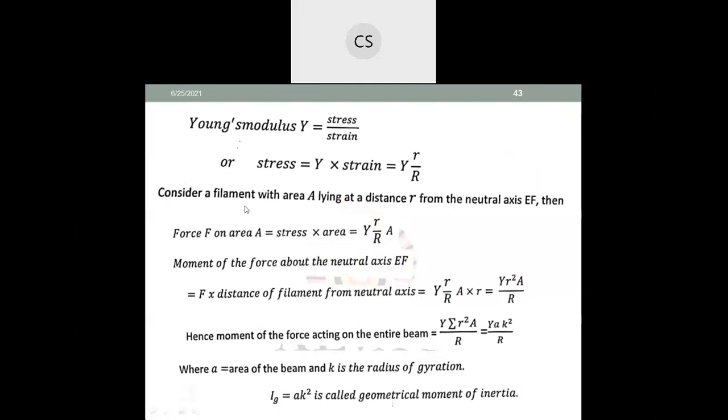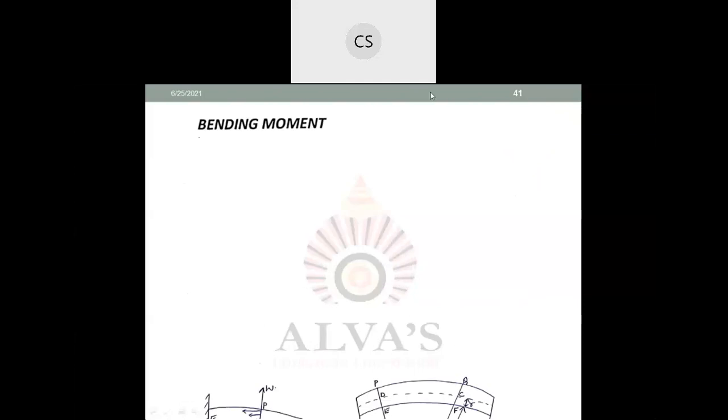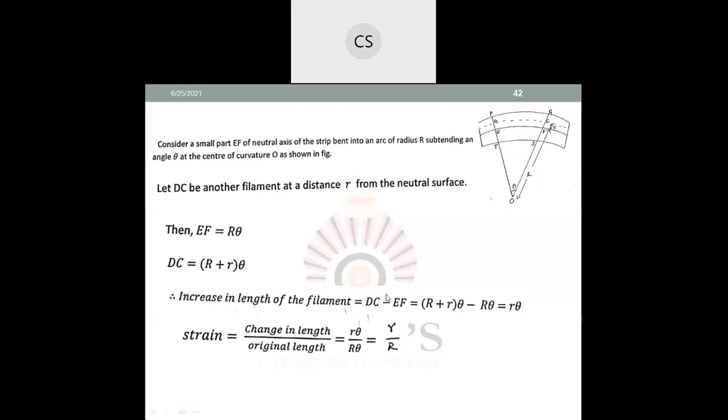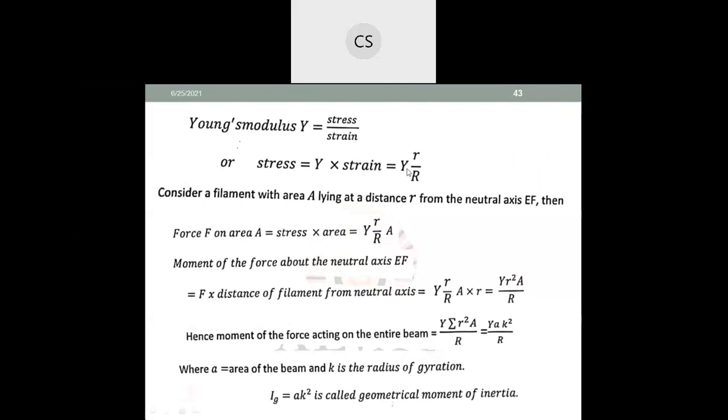What is Young's modulus definition? As per definition, Young's modulus Y is equal to stress by strain. So therefore you can write stress as Young's modulus into strain, that is Y into strain. What is the strain from the previous slide? Strain is small r by capital R. So therefore, stress is Y into r by R.